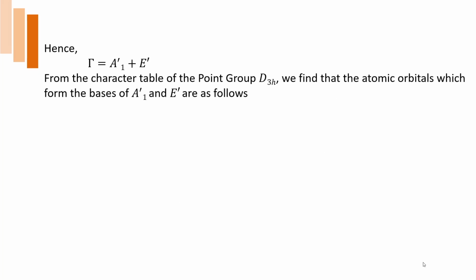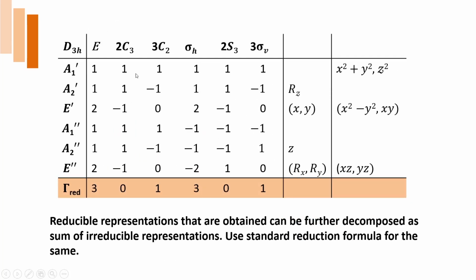So our result tells us that A1 prime and E prime are the representations. And if we follow the character table, we are now left with A1 prime and E prime. When you talk about A1 prime, what comes to mind is that it is completely symmetric, so it is about the s orbital, or x square plus y square and z square.